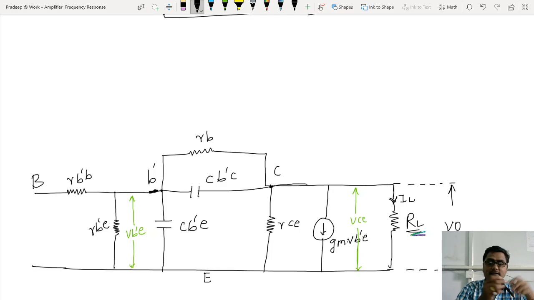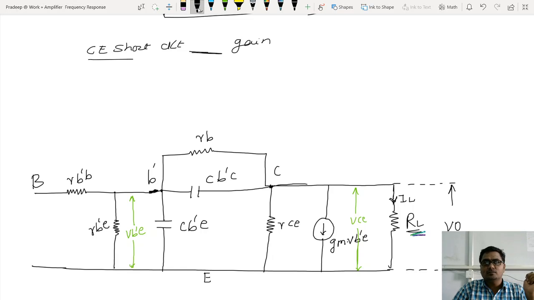Now what I am doing? I will calculate the gain. Is it? See, I am not mentioning whether I am going to calculate voltage gain or current gain. I am just saying to calculate gain by replacing the load resistor with a short circuit. Is it? So the title that I have mentioned in your syllabus is CE short circuit. Now what should be here? CE short circuit, current gain or voltage gain?